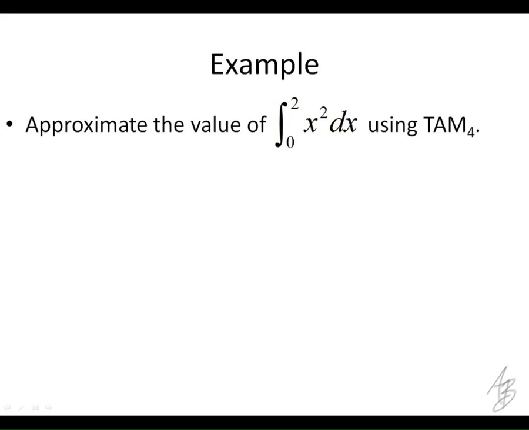So let's do an example here. We want to approximate the value of the integral from 0 to 2 of x squared with respect to x using the trapezoid approximation method with 4 trapezoids. So the first thing I want to do here is figure out the width of each interval. That will be given by h, and to do that we'll take the width of the entire interval and divide that by the number of trapezoids we want to use, and the width of each interval then is going to be 1/2.